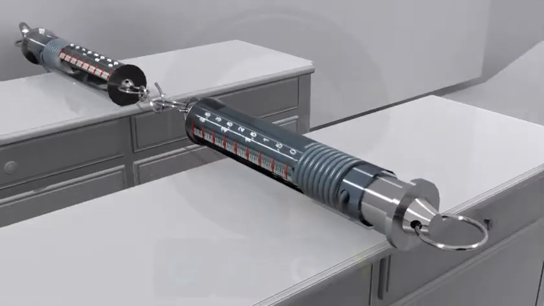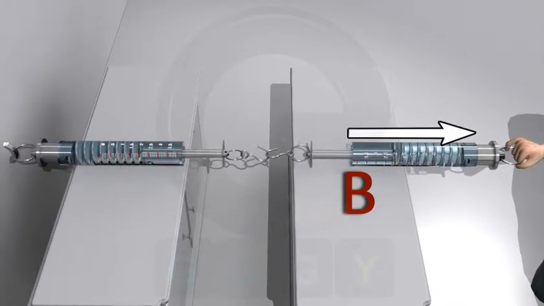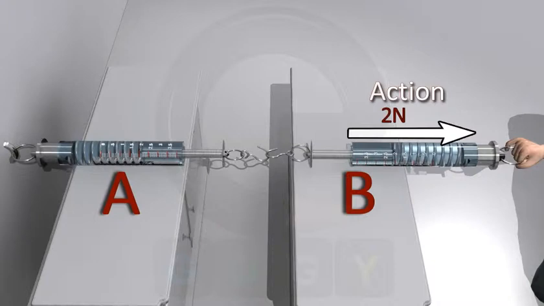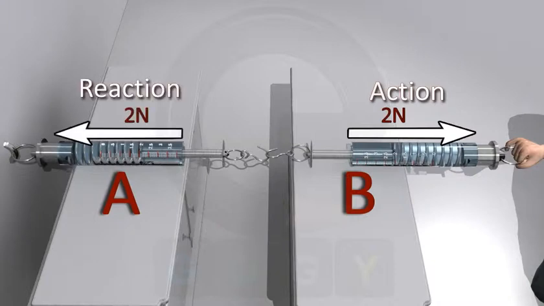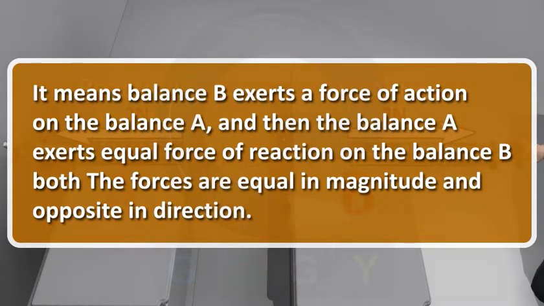This is because when we pull the balance B, it exerts the force of 2 Newton on the balance A. The balance A pulls the balance B with equal force of 2 Newton but in opposite direction. It means balance B exerts a force of action on the balance A, and then the balance A exerts equal force of reaction on the balance B.